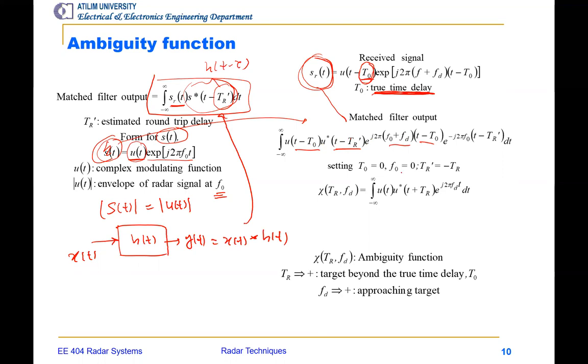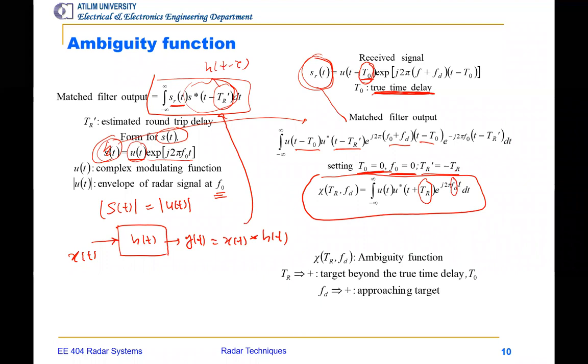For simplicity, we can set the center frequency f0 to 0, and then t0 to 0, so true time delay, and tr prime as minus tr. Then this integration becomes like this, which is called the ambiguity function. So you see, the ambiguity function has two parameters. One is TR, which is the estimated round trip delay, and the other one is FD, the Doppler shift.